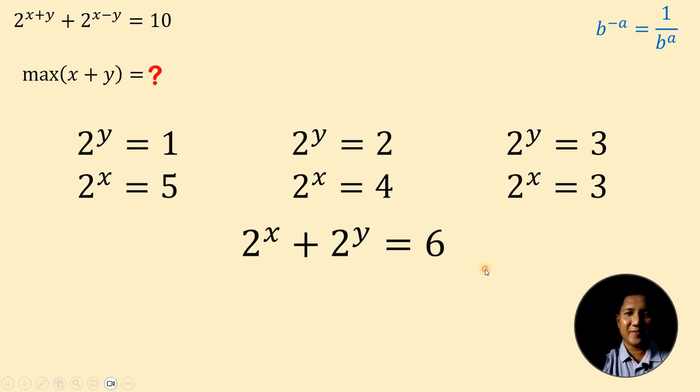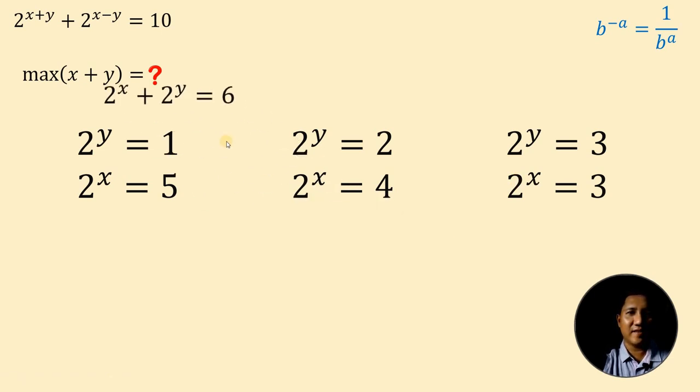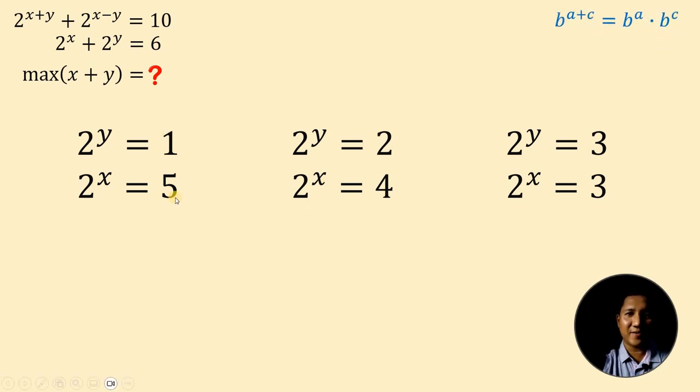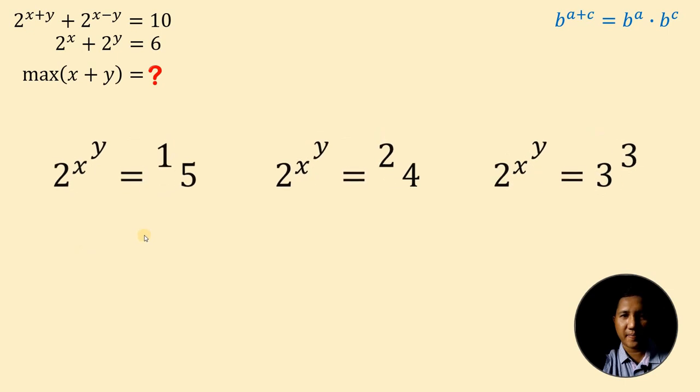And now, don't forget, our goal here is to find the maximum sum of x and y. And in order to get the sum of x plus y, what we're going to do here is to multiply those two equations, because if we have b raised to a plus c, it is equivalent to b raised to a times b raised to c. So when we multiply 2 raised to x and 2 raised to y, this will give us 2 raised to x plus y. That's what we want, the sum of x and y. So let's do that in these 3 pairs.